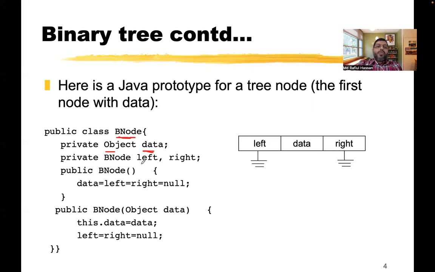And it has got two links to the two children. One is the left, another one is the right. The left link will connect with the left child of the node, and the right link will connect to the right child of the node. So these are the two constructors. You can create an empty binary tree, or you can create a binary tree with one root node first. So this is the Java prototype. You can implement it in Python or other languages as well.